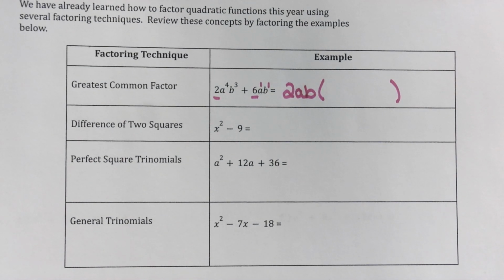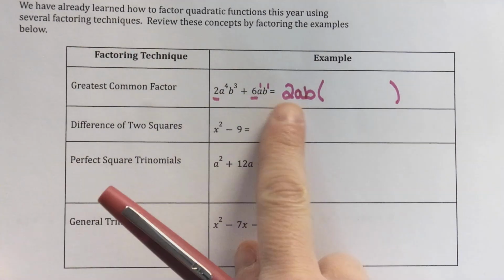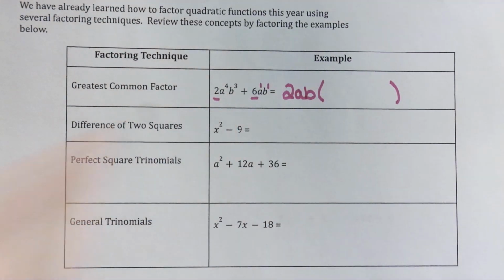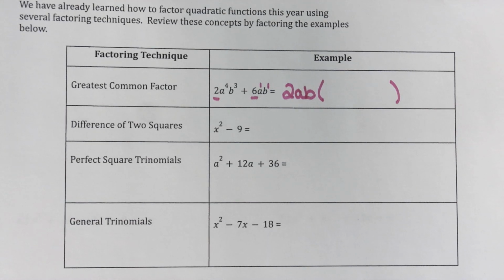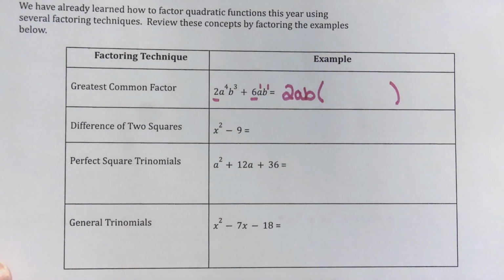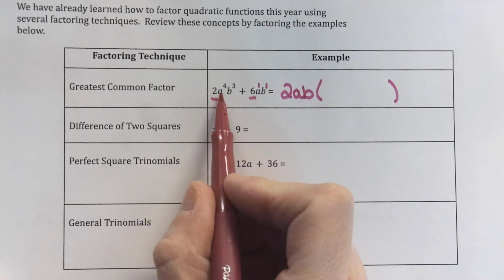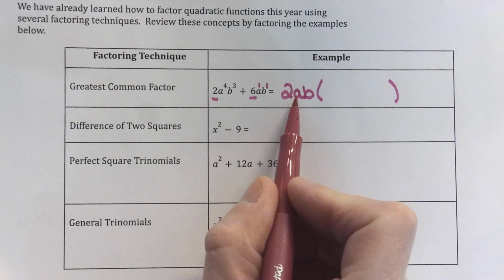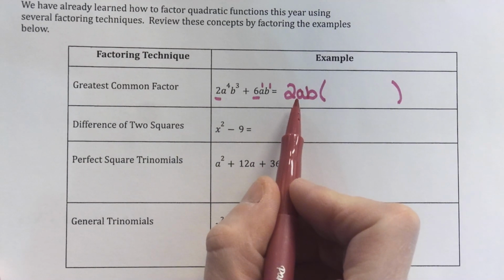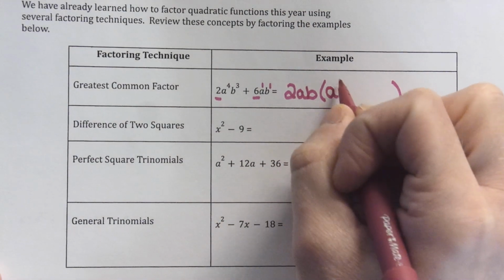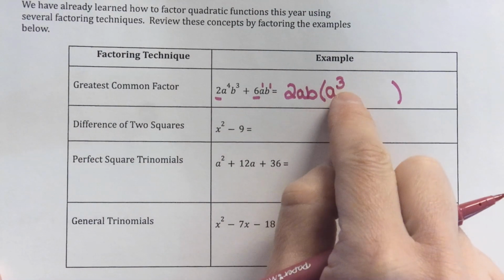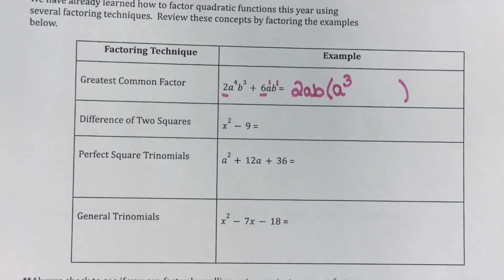So now we're going to work backwards. Let's start with the number. 2 times what is 2? 1. And you can write the 1 or not. You don't need to, but you can. We need to get up to A to the 4th. If I only have 1 A, how many more A's do I need? 3. So I'm going to write an A cubed, because if I multiply, that'll add back up to the 4.